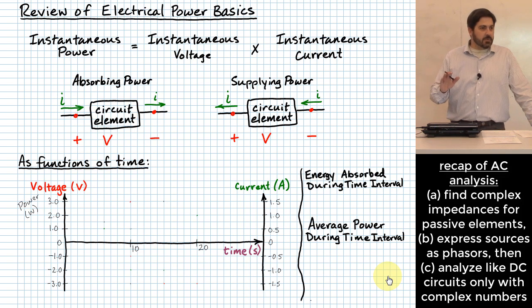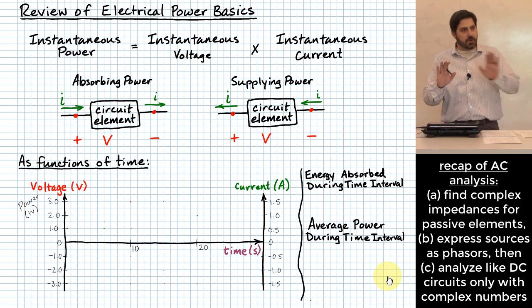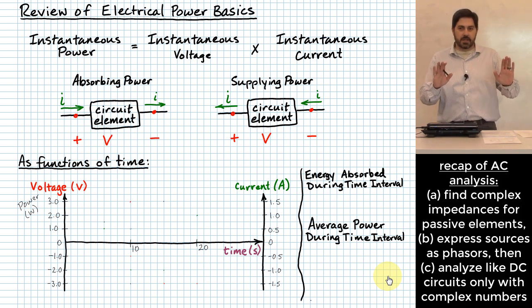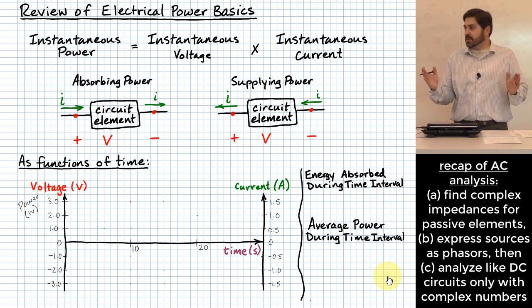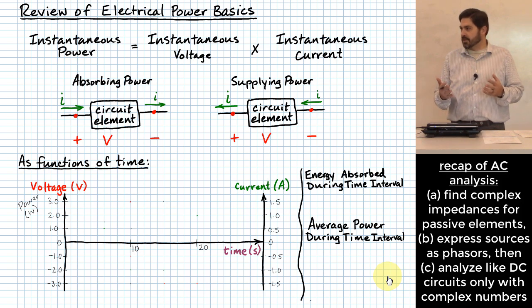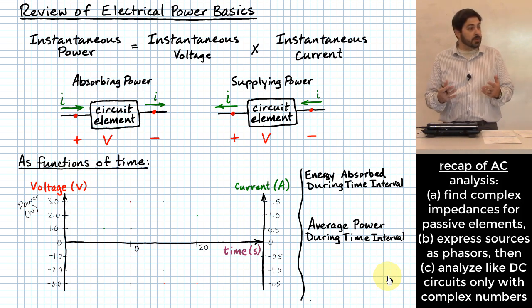So just to recap a little bit, what we've done for AC is that we've learned that by converting any of our passive elements to complex impedances and then converting any of our sources to these phasor expressions of those sources, we've been able to use basically all of our circuit analysis techniques that we learned for DC. We've been able to bring them over to AC, with the only asterisk being that we've got to work with complex numbers as opposed to working with just pure real numbers.